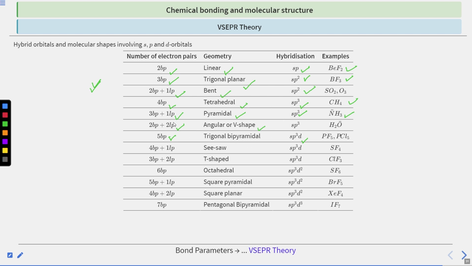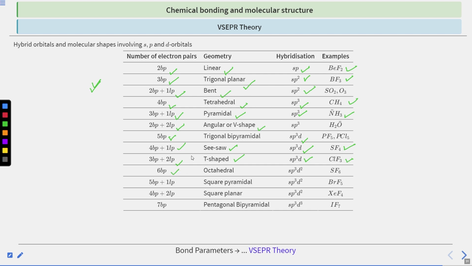Next is 4 bond pairs plus 1 lone pair. The geometry will be seesaw, the hybridization is sp3d, and the example is SF4. SF4 shows sp3d hybridization and seesaw geometry, with 4 bond pairs plus 1 lone pair. Next is 3 bond pairs plus 2 lone pairs: it is T-shaped with sp3d hybridization, and the example is ClF3.